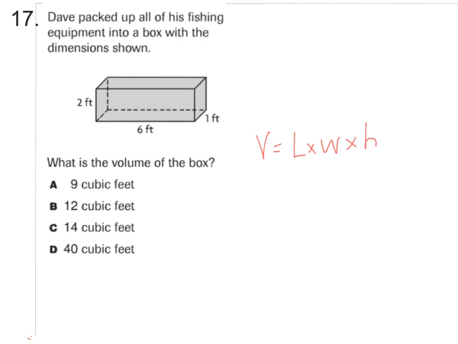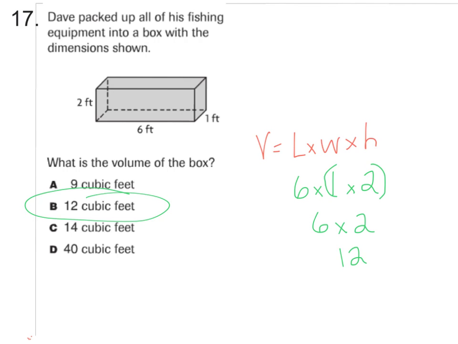All right, we should have plugged in that our length is 6 feet, our width is 1 foot, and our height is 2 feet. So now let's choose the associative property to group two of our factors together. I'm going to group 1 and 2 together. 1 times 2 is 2, and let's bring down our 6. 6 times 2 is 12. So we should have 12 cubic feet. You should have picked B for that one. All right, let's move on.